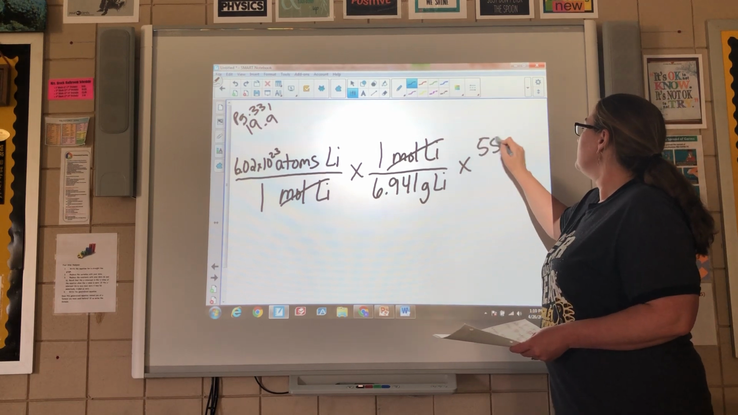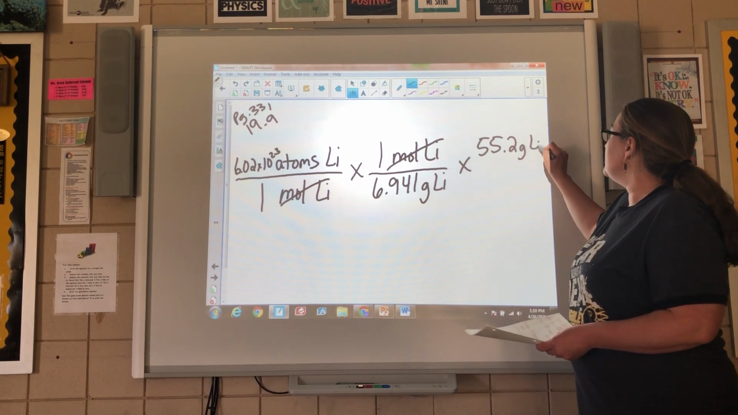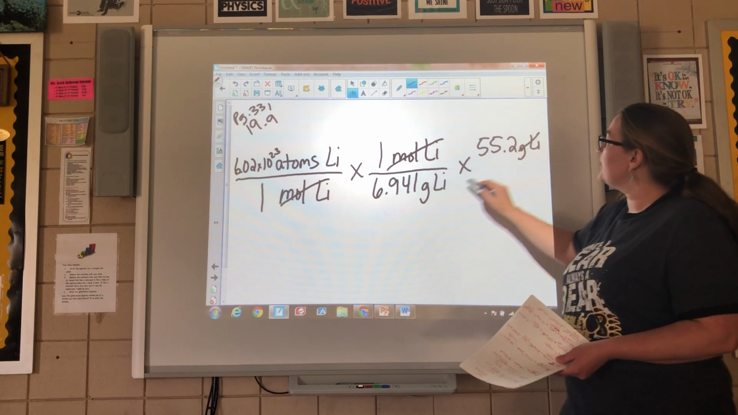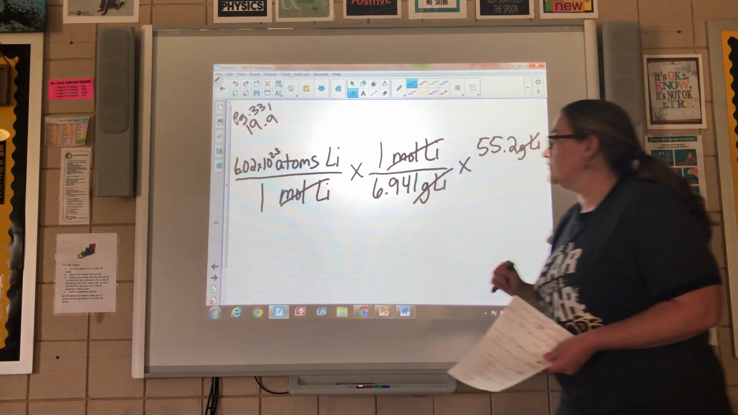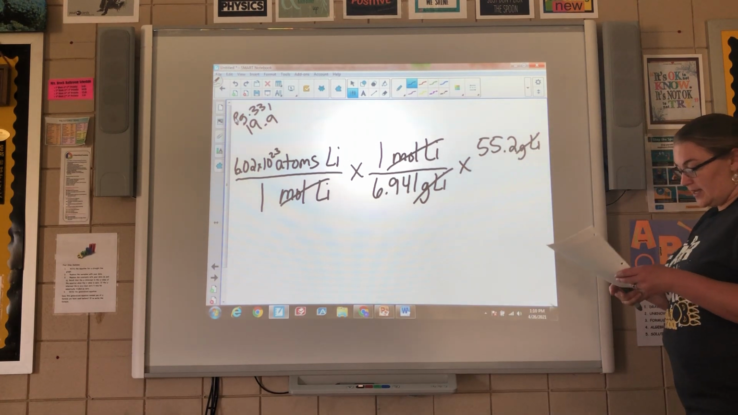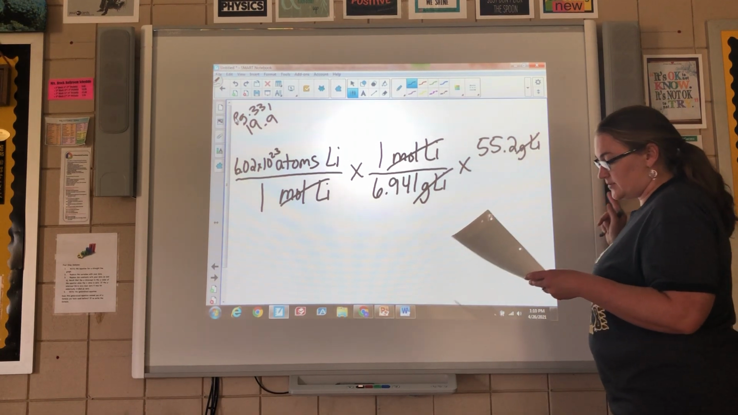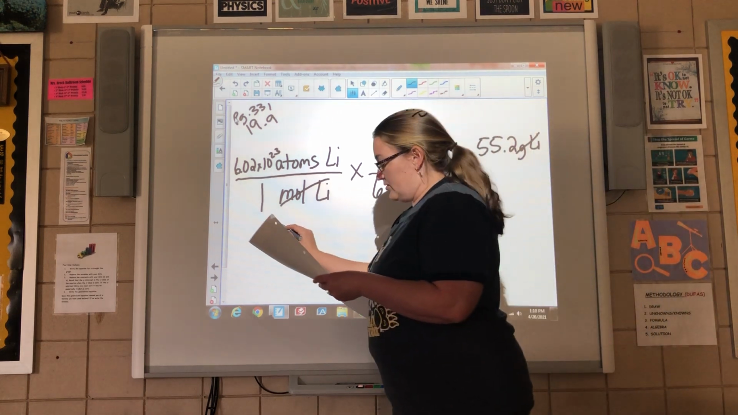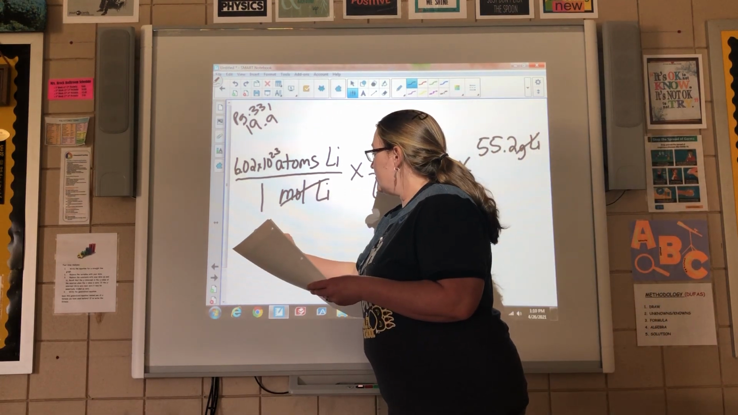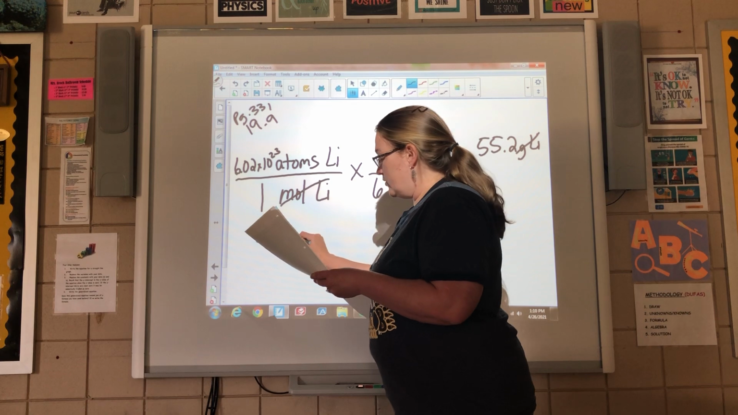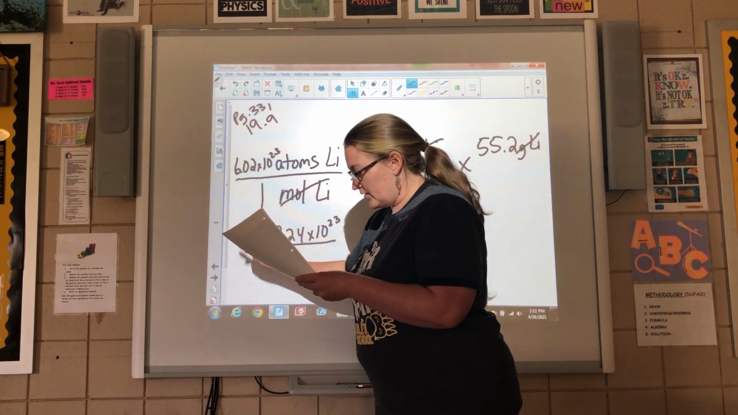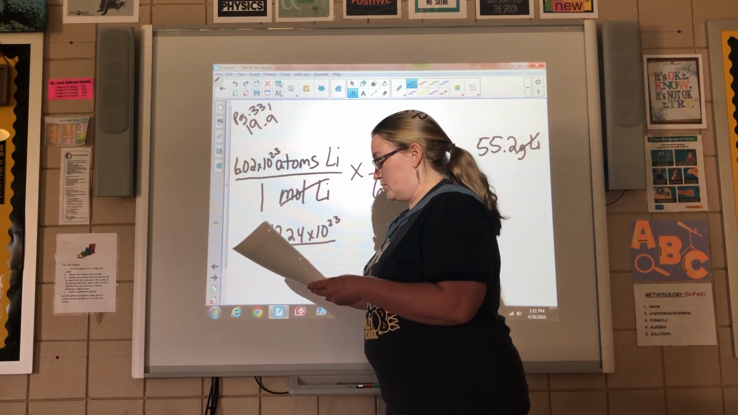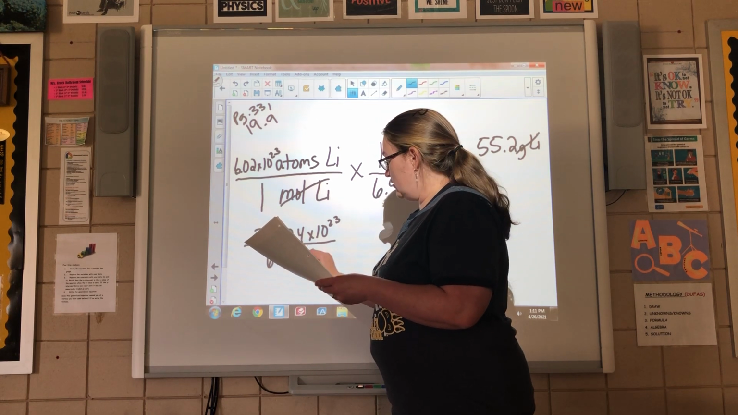55.2 grams of lithium. Now I can cancel out grams of lithium, and I'm left with what I want. Okay, so if I multiply this out, top times top and bottom times bottom, I'm going to get 342.24 times 10 to the 23rd over 6.941.